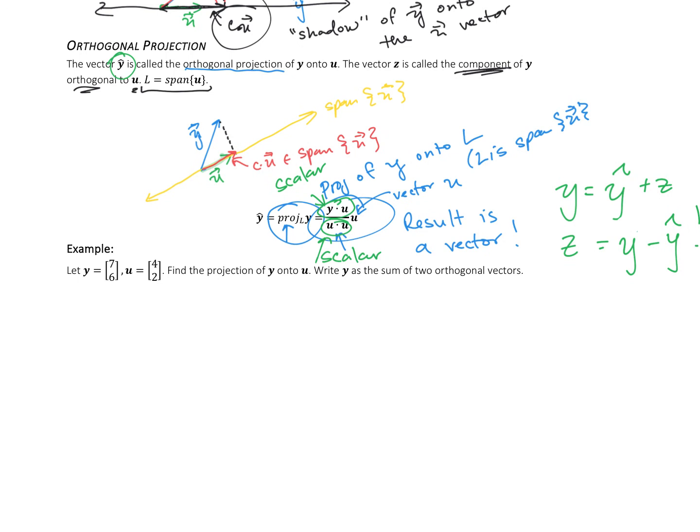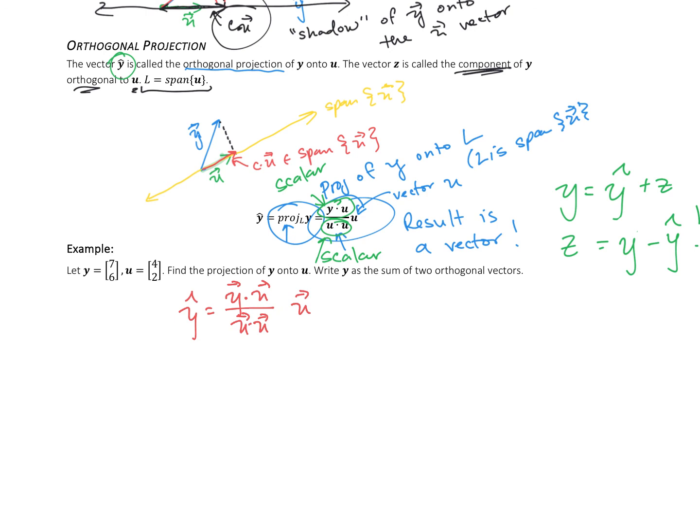So we're going to let y be (7, 6) and u be (4, 2). And we want to find the projection of y onto u, and then write y as the sum of two orthogonal vectors. So in other words, we need to find y hat and z. Right? So y hat is defined by y dotted with u divided by u dotted with itself, times our u vector.